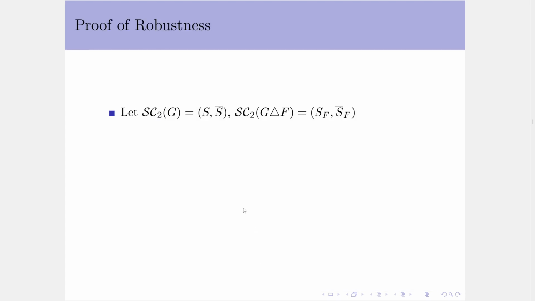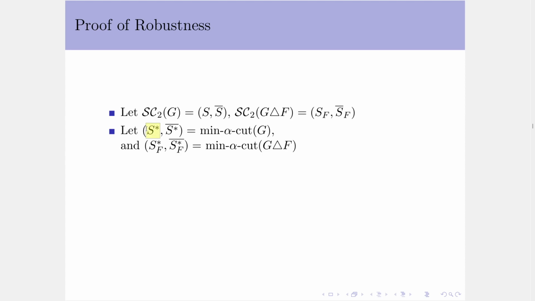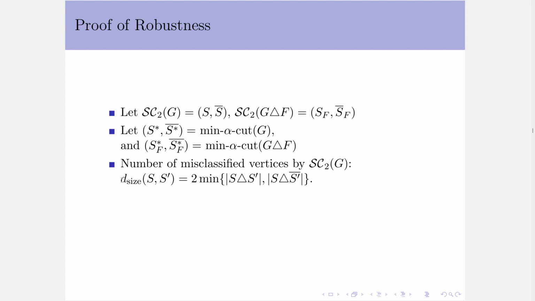Okay, so now let me show a sketch of our proof of robustness. First, we introduce some notation. Let's denote the output of spectral clustering on G as the cut S comma S bar. On G delta F, let's say the clustering algorithm outputs S_F and S_F complement. Let's denote by S star and S_F star the optimum alpha cuts of G and G delta F. The number of misclassified nodes between S and any other set S prime is defined as d size. This is twice the minimum of the symmetric difference between S and S prime, and S and S prime complement. So, however many nodes are misclassified.